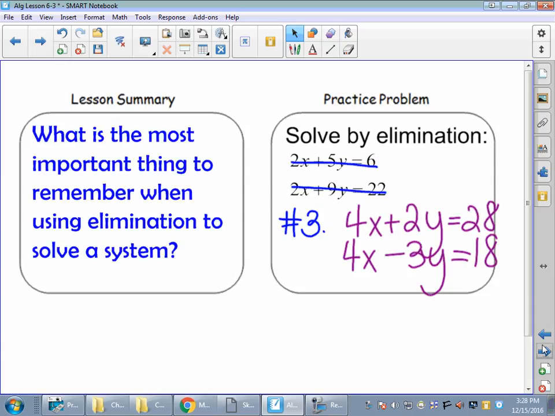But you should give me an ordered pair. I noticed that the x's both have the same number out in front, common coefficient, but they are not opposite signs. So we're going to have to multiply one of those equations by a -1.